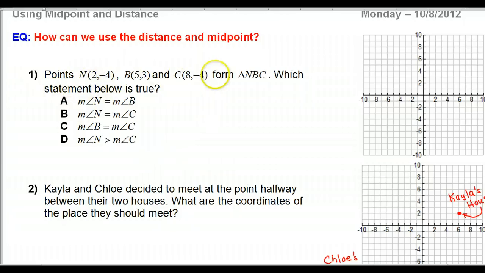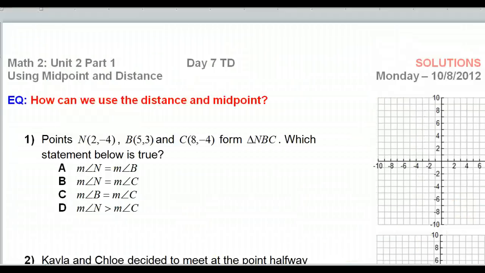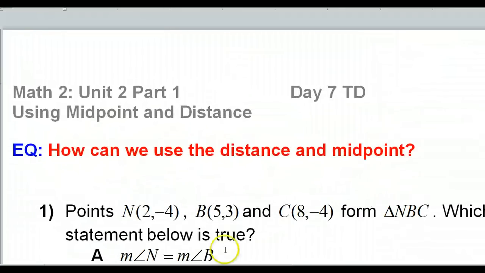We've got these points, they form a triangle. We want to know which one of these statements is true. It's all about coordinates and seeing what we can figure out using coordinates. This unit is coordinate geometry. So, let's plot some things. I think I should make this graph a little bigger.